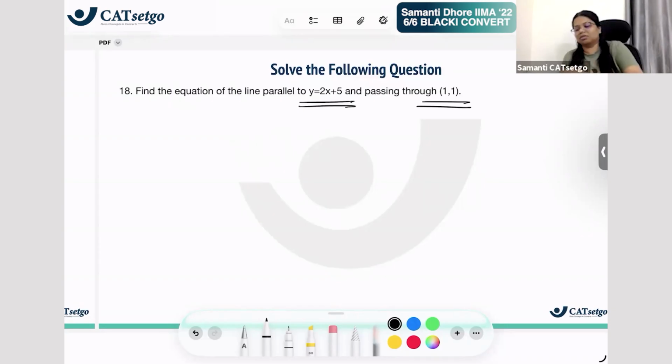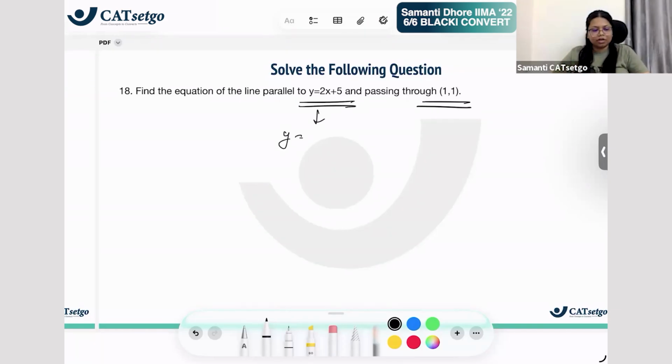parallel to this and passing through this. Now do this. How will you do this question? How to approach? You are asked to find the equation of a line. How do you know how to find the equation of a line? You know slope-intercept form. You know slope point form. You know two points form. You know both intercepts form. So here, can you use slope point form?